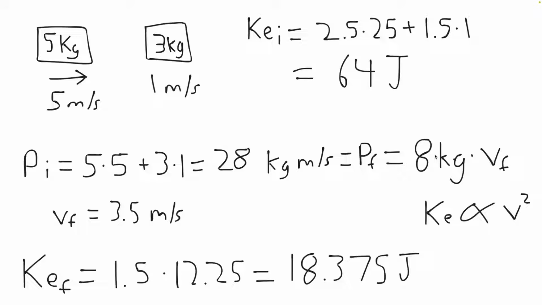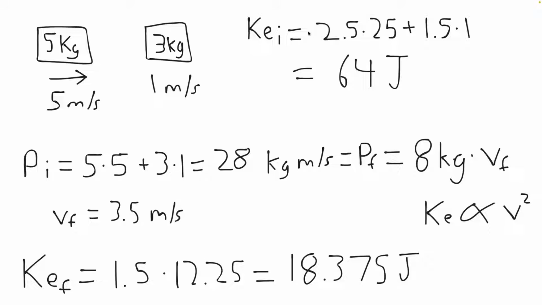And here is an example, right? So let's say there's this 5 kilogram object going to the right at 5 meters per second. And then there's this 3 kilogram object going to the right at 1 meter per second. So the initial momentum is just 5 times 5 plus 3 times 1, which is 28 kilogram meters per second. And that's also going to be equal to the final momentum because momentum is conserved.